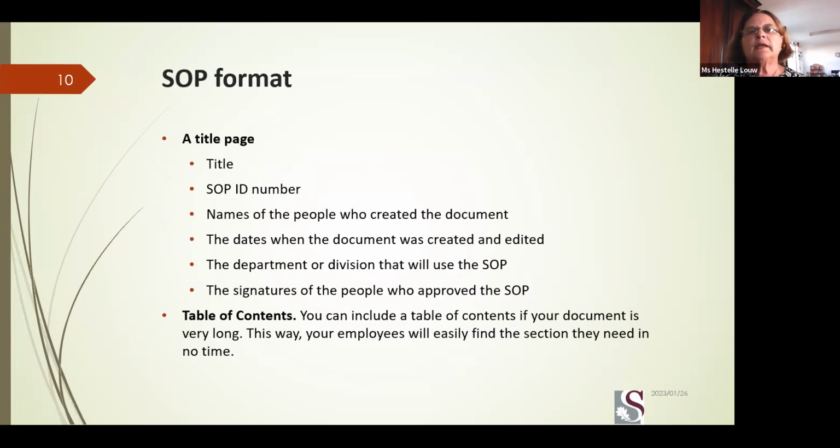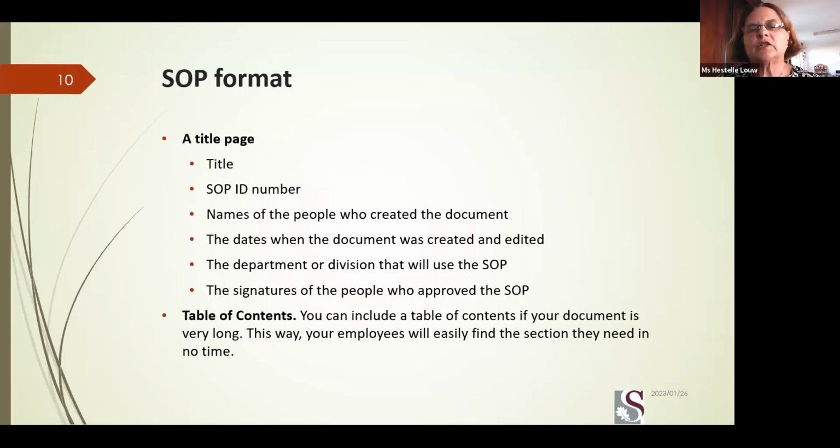Then the SOP, if you're going to write your SOP, what format must you follow? First, there must be a title page, and on the title page must be the title. What is this SOP about? What are you creating it for? For example, admission of a patient. The SOP ID number must be there, it must be numbered. Then the names of the people who created the document.